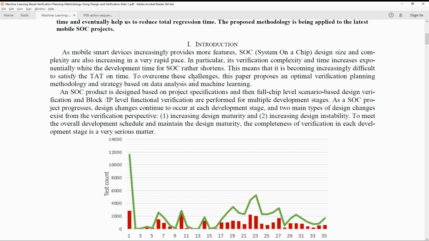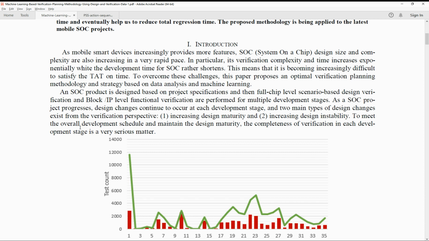To overcome these challenges, this paper proposes an optimal verification planning methodology and strategy based on data analysis and machine learning. An SoC product is designed based on a project specification, and full chip level scenario-based design verification and block IP level functional verification are performed at multiple development stages. As an SoC project progresses, design changes continue to occur at each development stage, and two main types of design changes exist from the verification perspective: one, increasing design maturity, and two, increasing design instability.